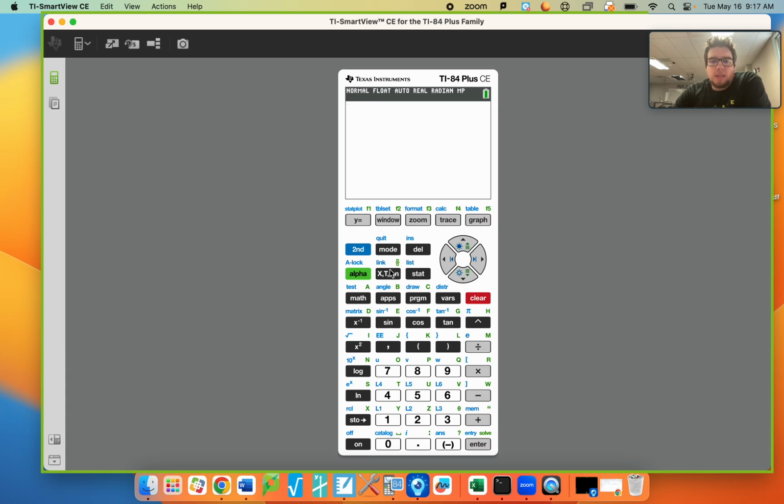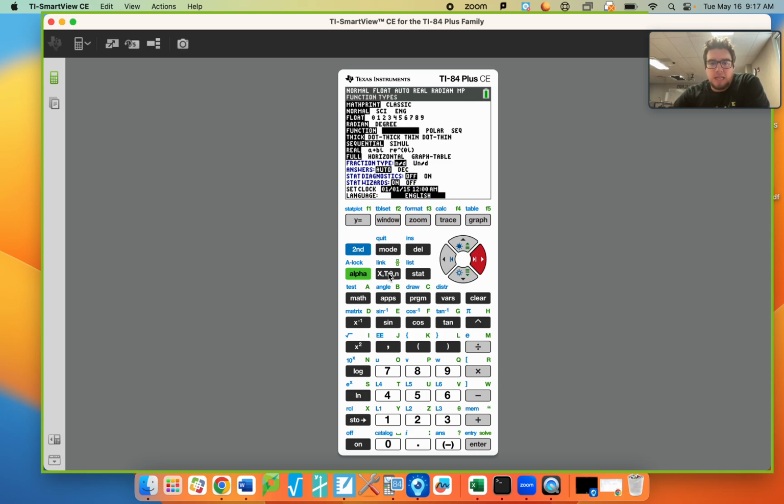Some other basic things: this button, X, T, theta, and N, is your variable button. Anytime you hit it, you'll spit out an X. It will change if you change your mode. Right now we're in function mode. If we move to parametric mode, it'll have T as your variable, polar will have your theta, and sequential will have the N.